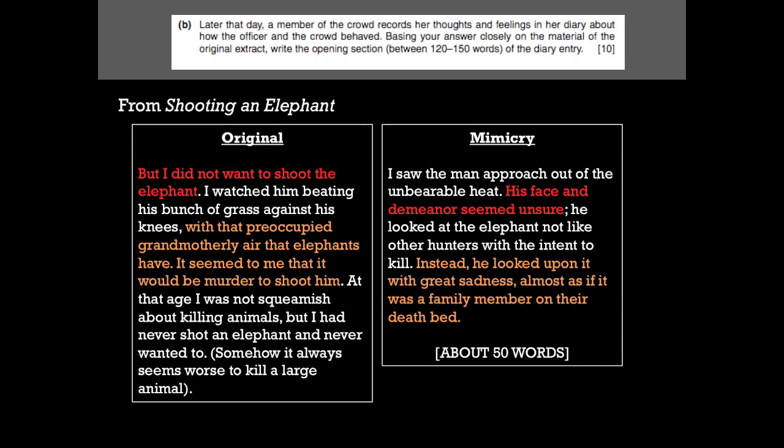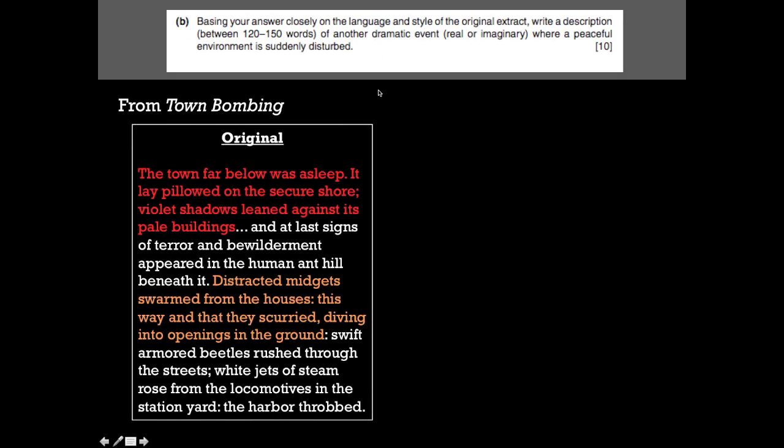The second and last one we'll take a look at is town bombing. For this one, you had to write about another dramatic event where a peaceful environment is suddenly disturbed. So the original, I just took it and then I put a little ellipsis mark in it here because I skipped around just to show you how theirs lined up. The town far below was asleep. It lay pillowed on the secure shore.